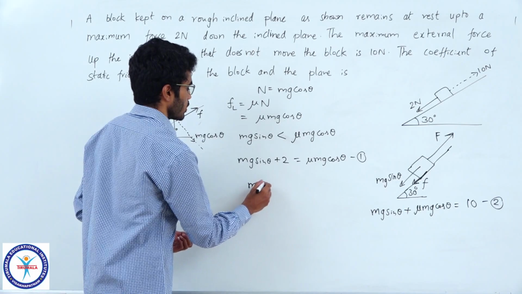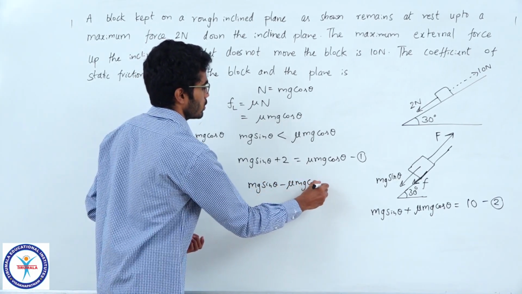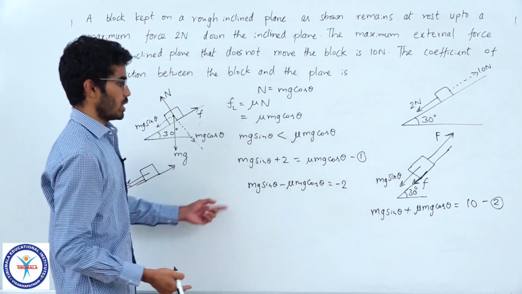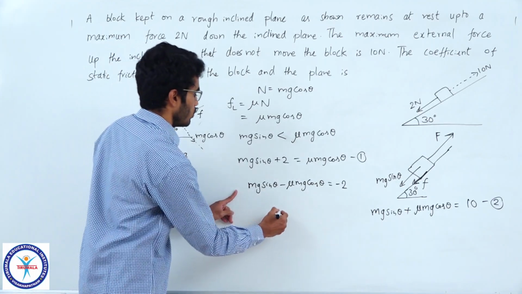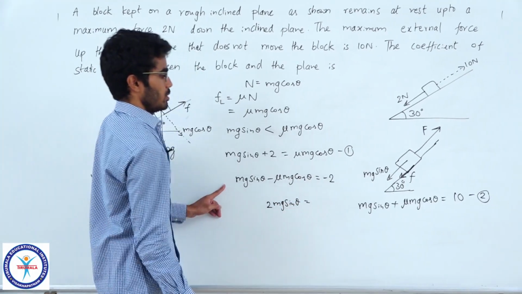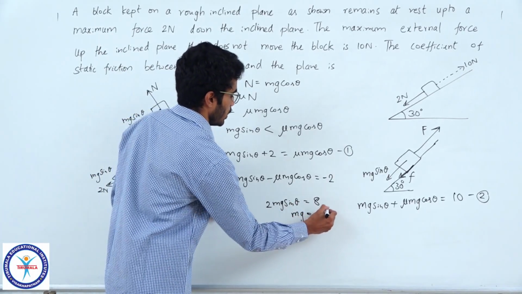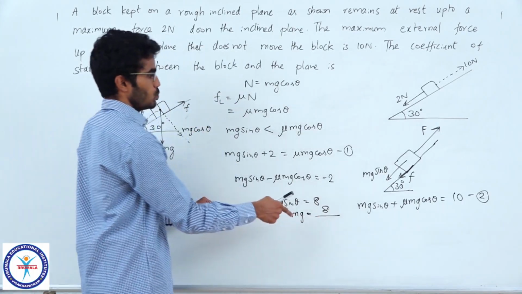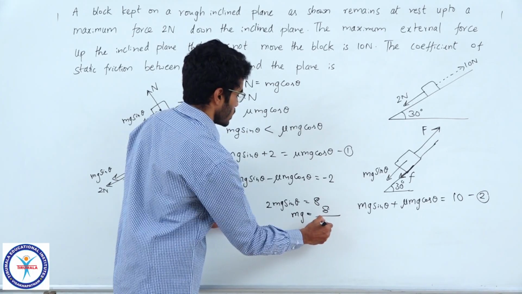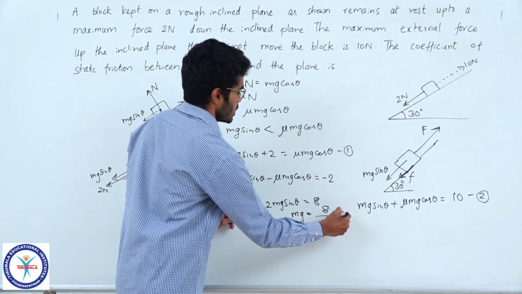So, from this, mg sin theta minus mu mg cos theta is equal to minus 2. And if you add these two equations, we have 2 mg sin theta equals 8, and mg is 8 by 2 sin theta. Theta is 30 degrees. So, this is 2 into 1 by 2. So, mg is 8 newtons.